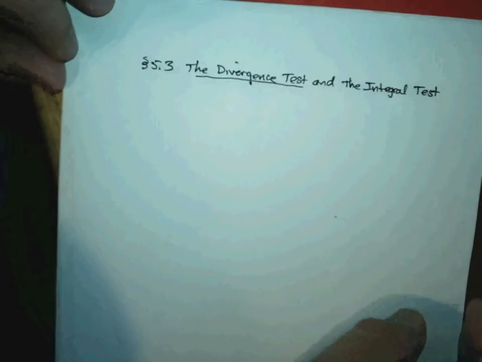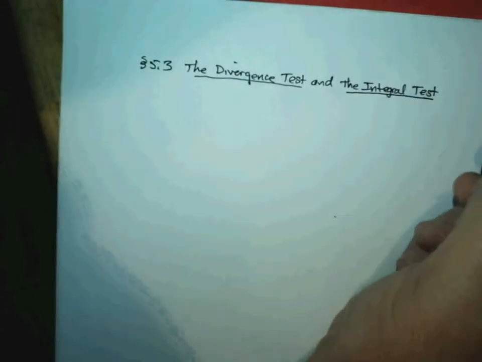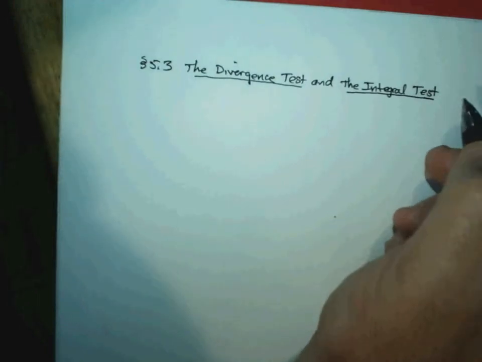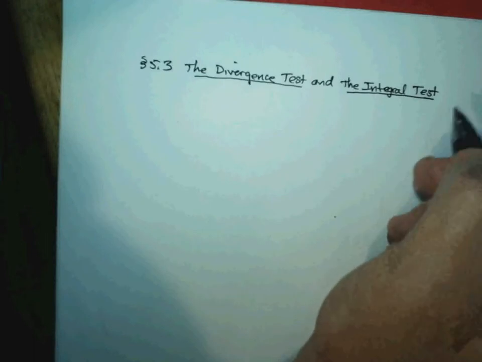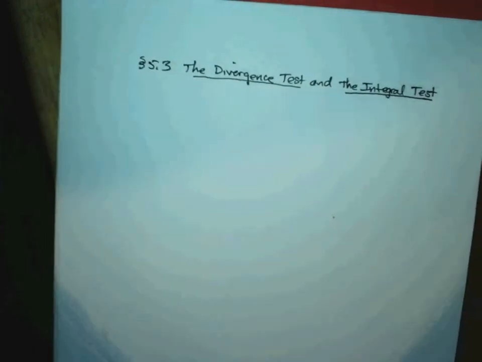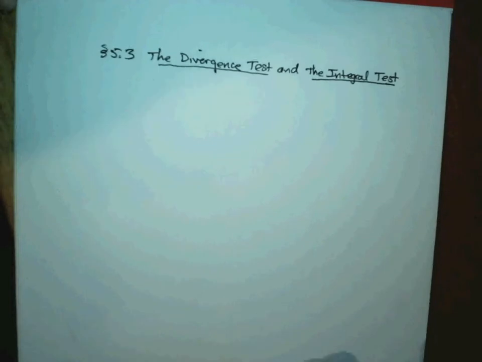The second test, the integral test, is going to allow us to rephrase the concept of the convergence or the divergence of a series into a question about an improper integral. And since we've studied those improper integrals already, and we've developed some basic techniques, we'll be able to use those techniques to actually analyze certain series as well. Okay? So let's start with the divergence test.